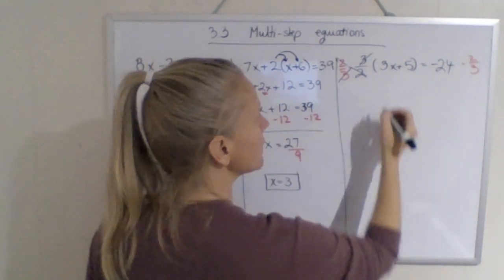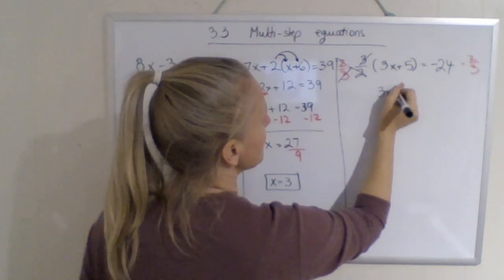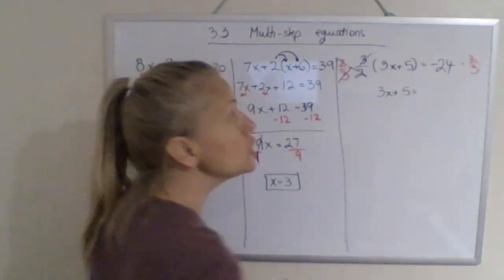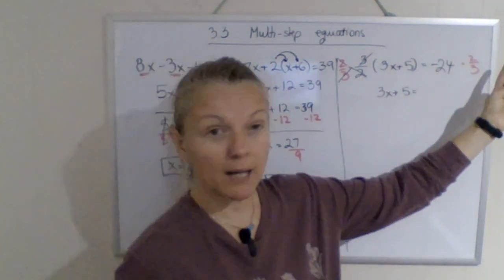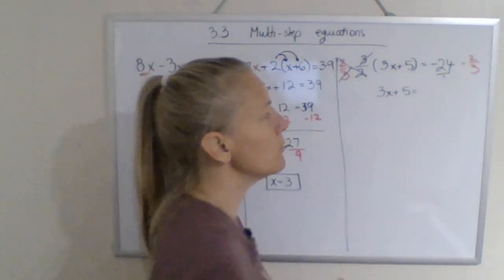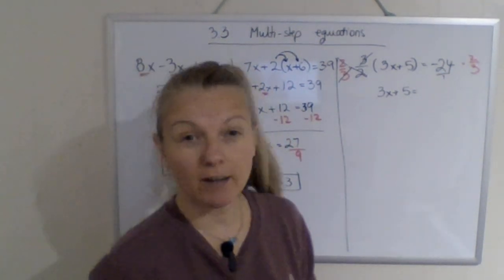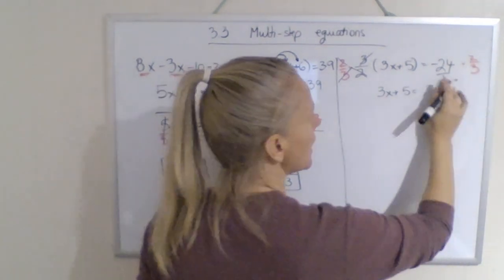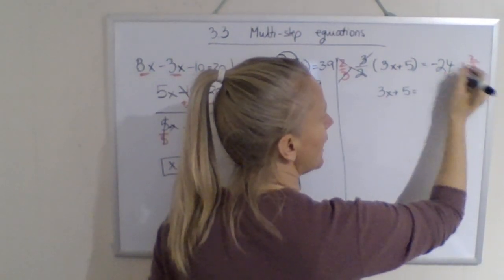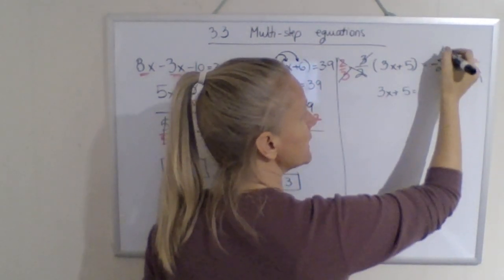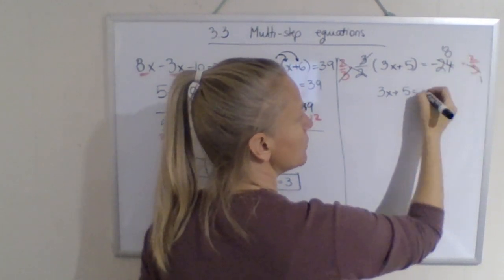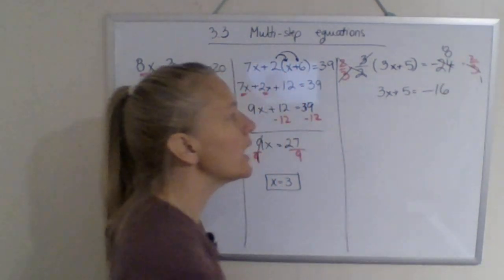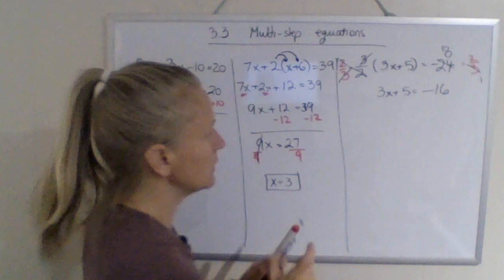So we're done here. 3x plus 5 equals. There's 2 ways to do it. You can multiply across, which means you can put this over a 1 and end up with negative 48 divided by 3. Or you can just go, 3 goes into 3, 1. 3 goes into 24 8 times. Negative 8 times 2, negative 16. We are back to two-step equation.